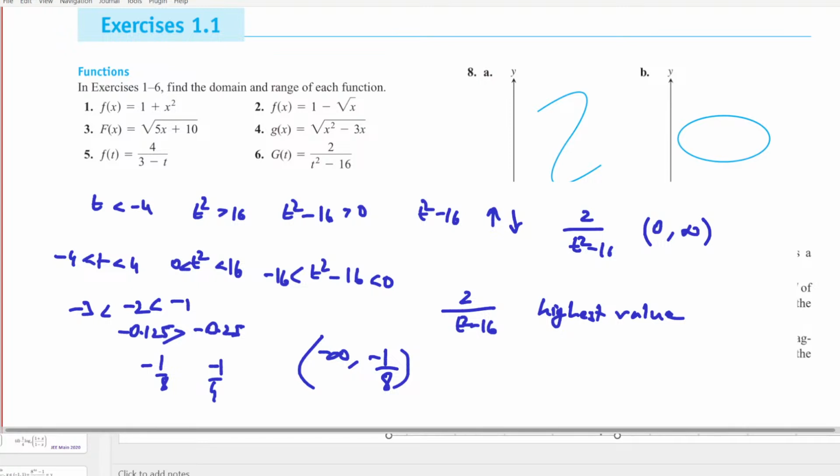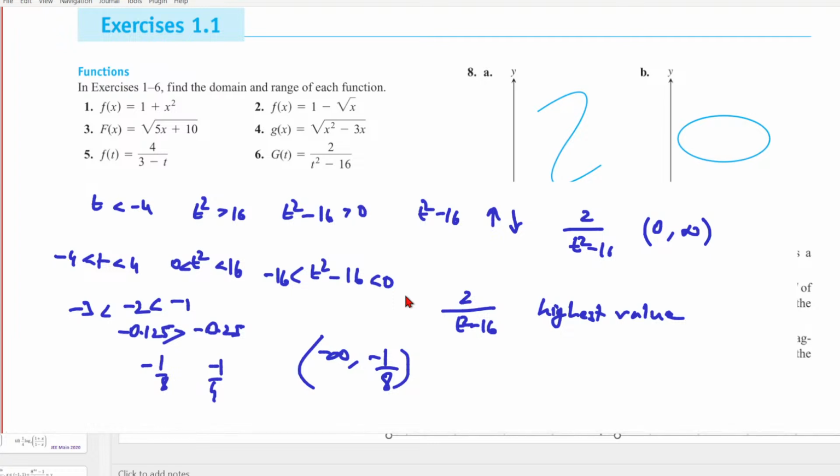Sir, you just said that minus 1 by 8 is greater than minus 1 by 4. No, sir. Right, right, right. We can simply take it. Now we understood, no? Yes, sir.